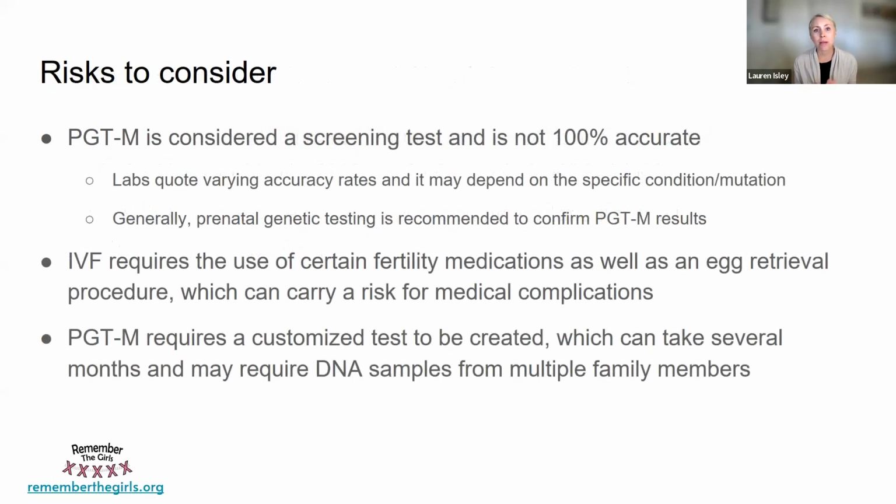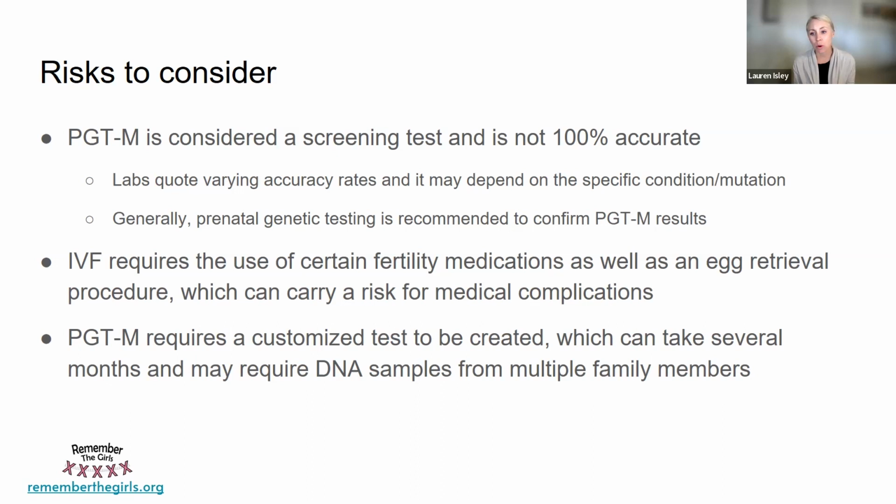So some aspects to consider with IVF and PGT. Just know that PGT-M is considered a screening test. It is not 100% accurate. That is because we're only testing a small group of cells from the embryo. So we have a very small sample size to work with, and that can sometimes compromise the accuracy of the test. And laboratories will quote varying accuracy rates depending on the specific variant and the specific protocol they need to use. And they will generally recommend that a person undergoing IVF with PGT-M would pursue prenatal genetic testing when they are pregnant to confirm those results.